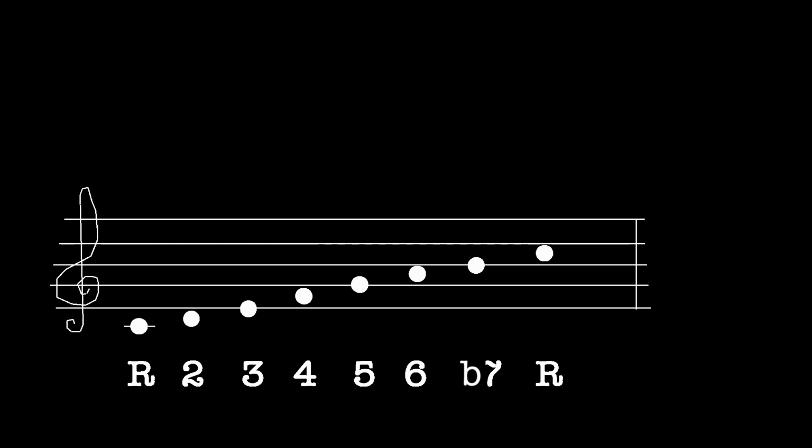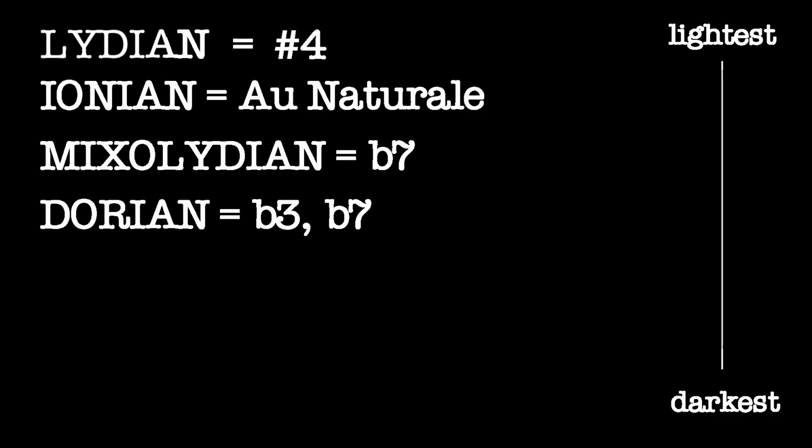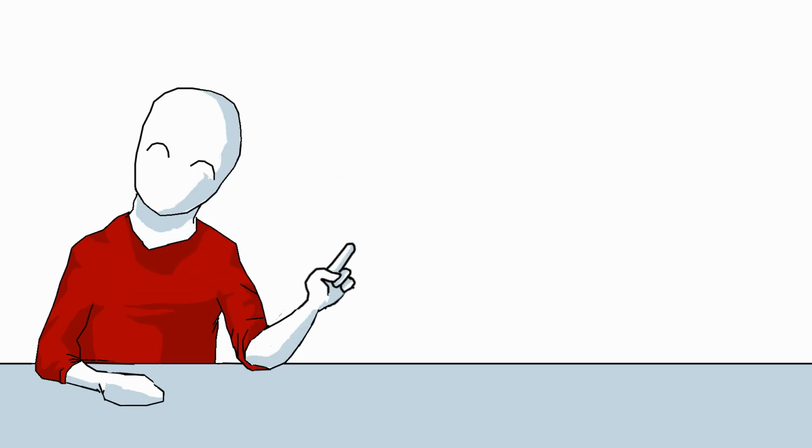Cool? Cool. Now for the next mode, we're going to keep that 7th degree flattened, and now we're going to flatten the 3rd degree, which gives us Dorian. And that's our first minor sounding mode. So it's that flat 3rd that makes it minor, but having that natural 6 in it gives it a bit of a lift, which makes it a bit brighter than a natural minor scale. And speaking of natural minor, subscribe for more sick segues.